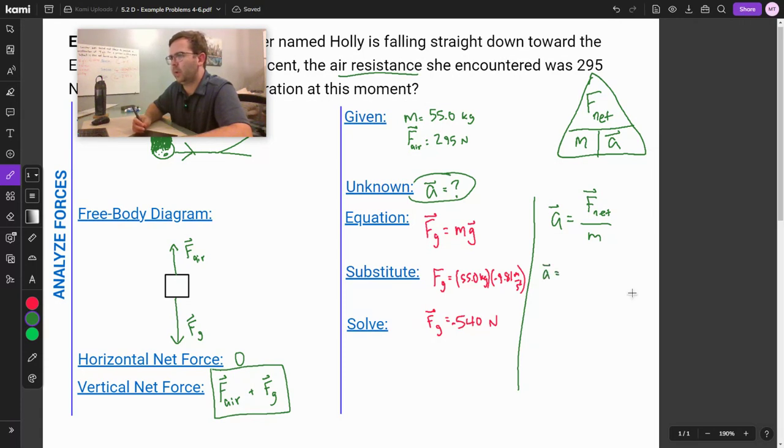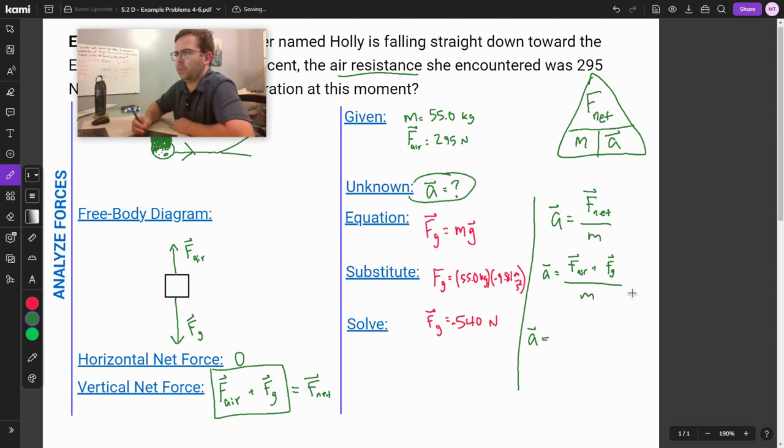So before I put in any numbers, I'm going to write the net force down here at the bottom. I'm going to write in the air resistance plus the force of gravity as my net force, divided by the mass. All right. So after doing some thinking, I realized the net force in this case is just these two vertical forces added together. So now I'm ready to put in my numbers.